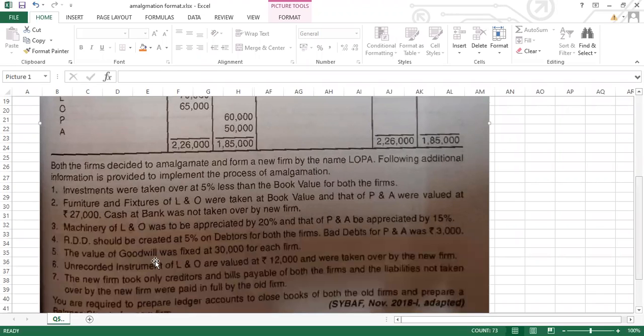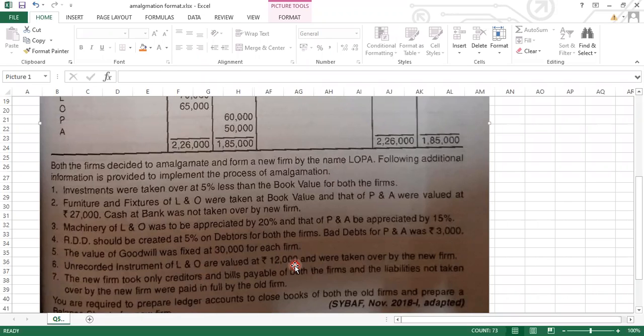The value of goodwill was fixed at 30,000 for each of the firm. So दोनों फर्म के लिए हम परचेज कंसिडरेशन में गुडविल कितना लिखेंगे? 30,000, 30,000. Next is unrecorded instrument of L and O are valued at 12,000.